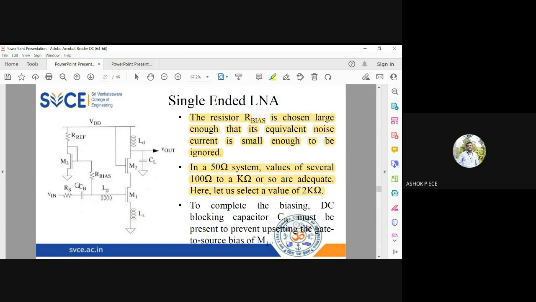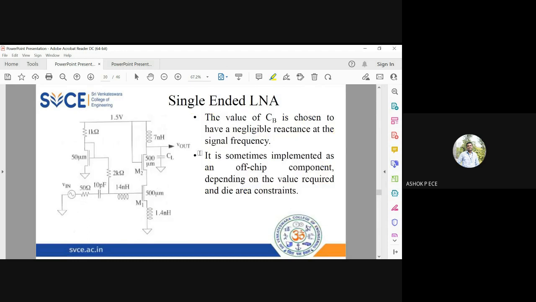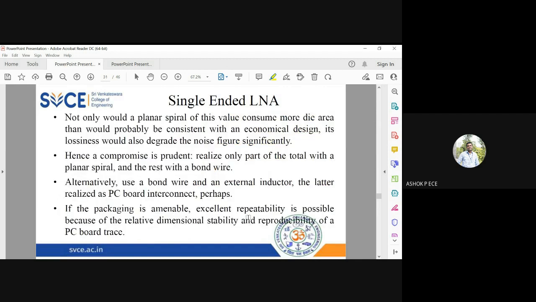And CB is the blocking capacitor, which will ensure that any DC voltage coming from Vin will be blocked and will not enter your transistor M1. The value of capacitor CB is chosen as 10 picofarad, so that at the frequency of operation it just behaves like a short circuit. It is sometimes implemented as an off-chip component depending on the value. Such a low value of capacitance is very difficult to have as an on-chip component, so this 10 picofarad can be implemented as an off-chip component.